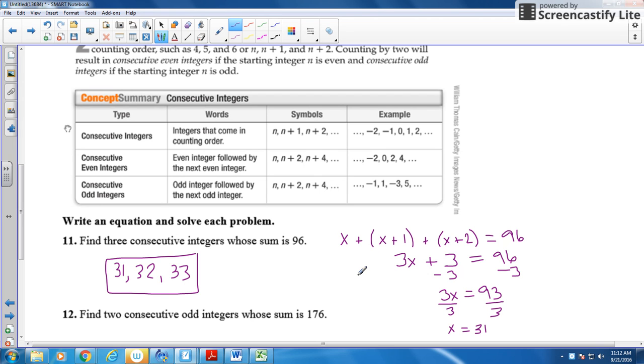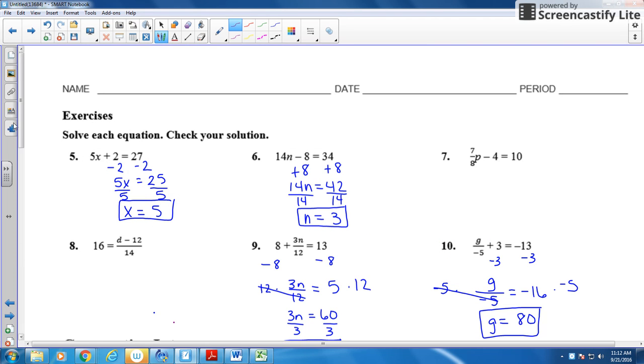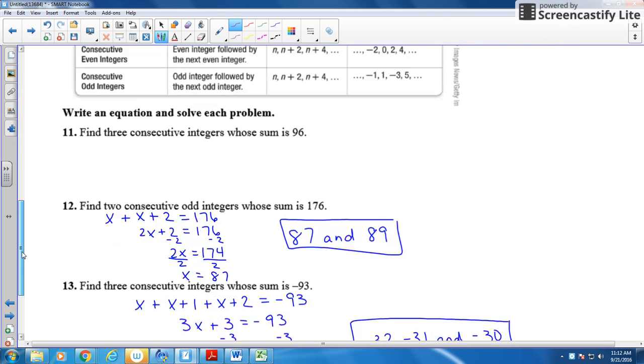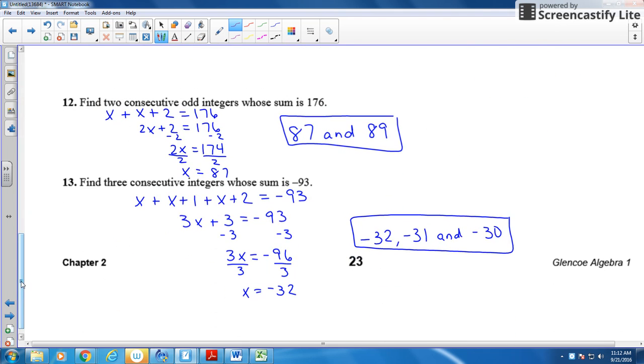Okay, so now try the next 2 questions, 12 and 13. Pause the video and come back when you're ready to see the answers. Okay, here's the answers for 5 through 10. You can pause this and check your work. And then here's the answers for 12 and 13. You can pause it and check your work.